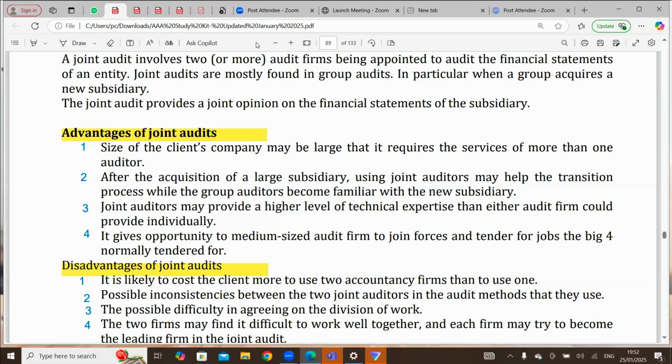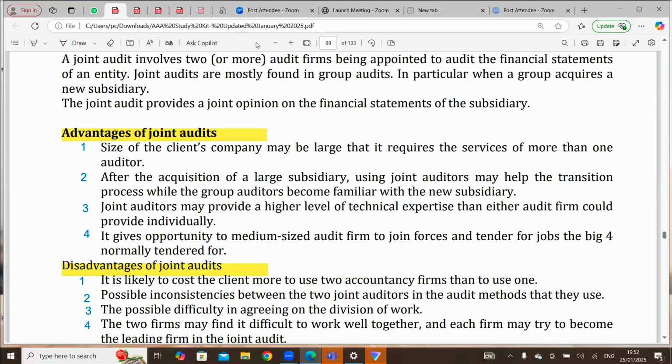And that's what I was explaining, okay? The third one is that joint audit may provide a higher level of technical expertise. You know how when it's two people that are doing something, you don't want to show that you don't know your work, right? You are putting in all the work, just to be able to do that particular thing well. So that is what will typically happen. Everybody will want to bring their best game forward because they know that they are being watched by another person.